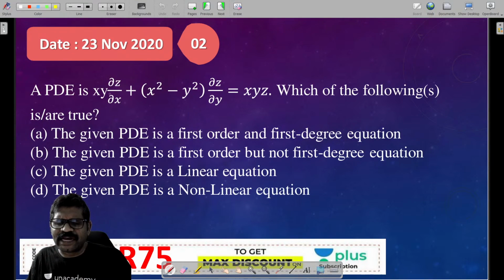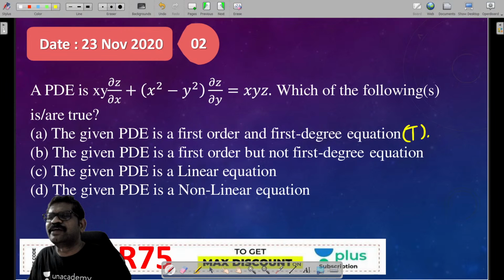xy into del z by del x plus x square minus y square into del z by del y equal to xyz. Which of the following is true? The partial differential equation is first order first degree. Yes, it is first order first degree. It is true. The partial differential equation is first order but not first degree. This is false. The differential equation is linear and the differential equation is non-linear, which is found correct.